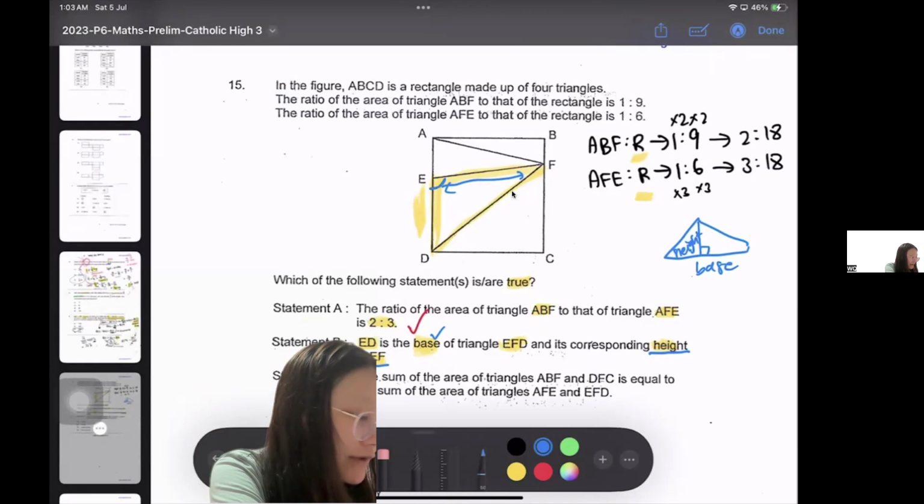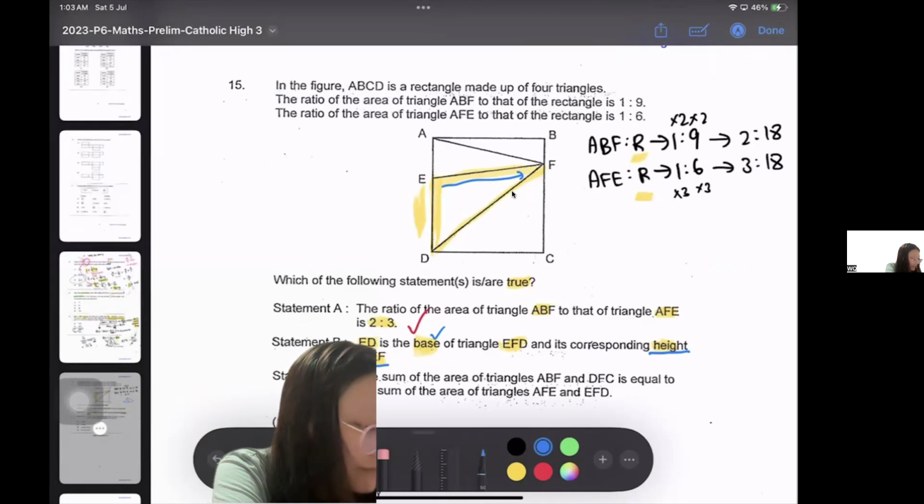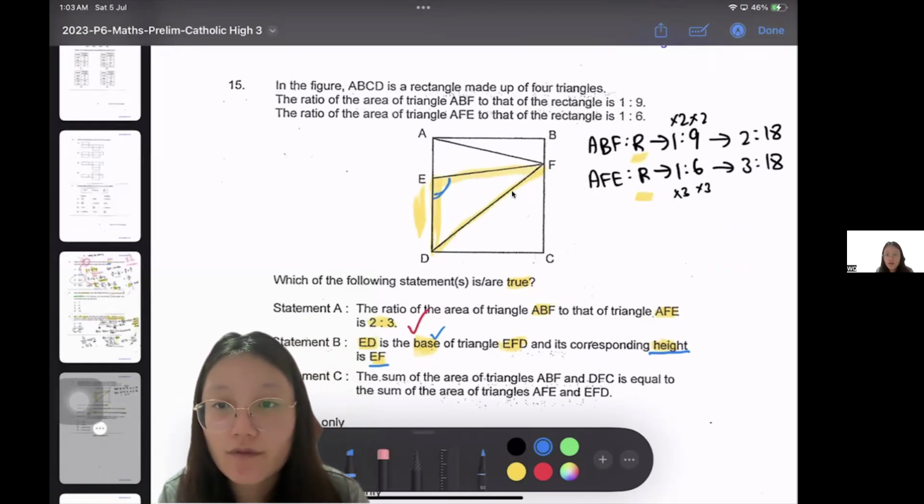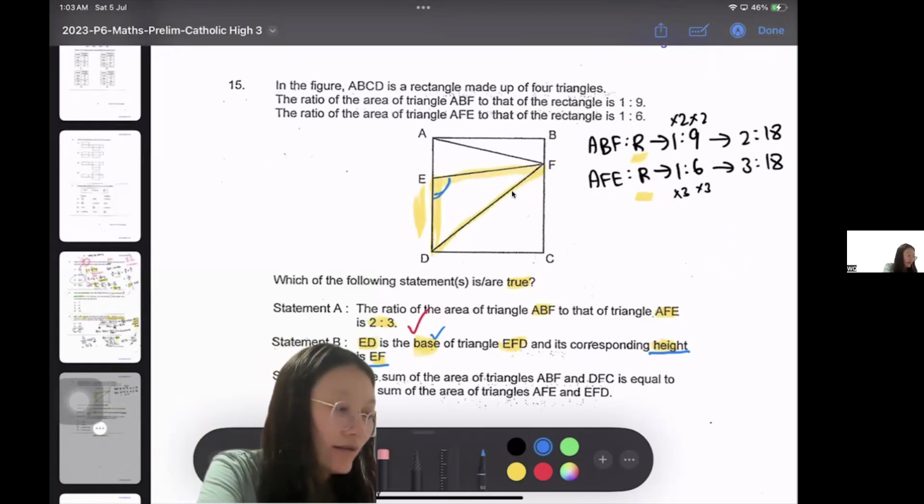Over here is a random angle. They never say it's a right angle, so you cannot assume it's a right angle. This one is not correct. Okay, let's look at the last one.